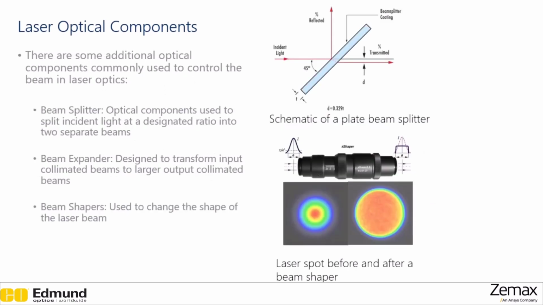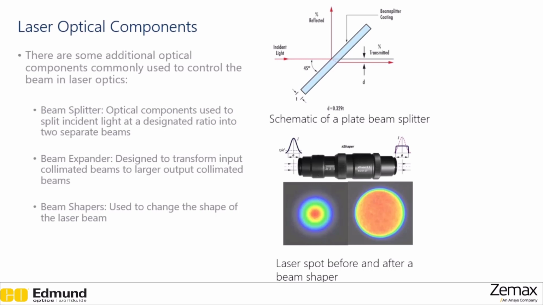There are some common optical components that are used specifically for laser systems. For example, a beam splitter, pictured in the top here, is designed to take a laser beam and split it onto two separate paths. This is commonly used in interferometry, where a laser beam is split. One of the beams is sent through some optic, and then it's interfered with the other path. This allows you to tell something about the laser and how it passed through that optic.